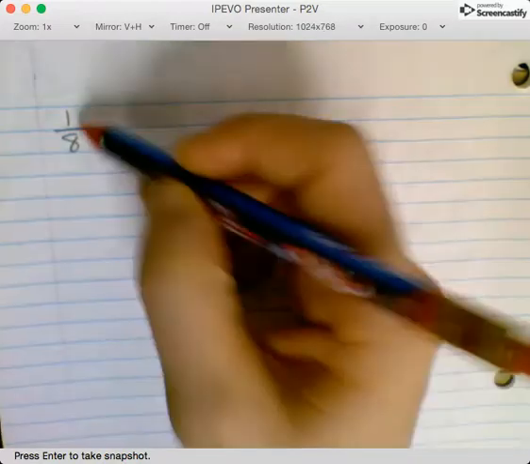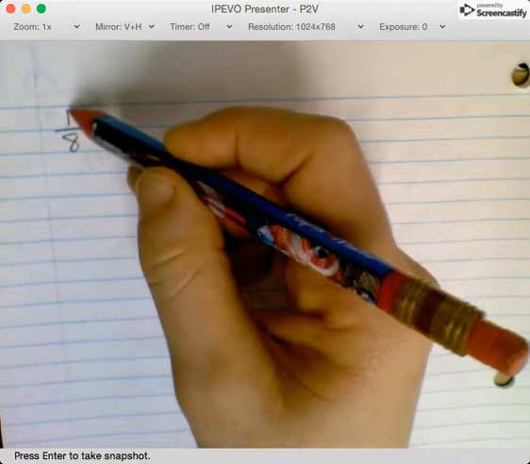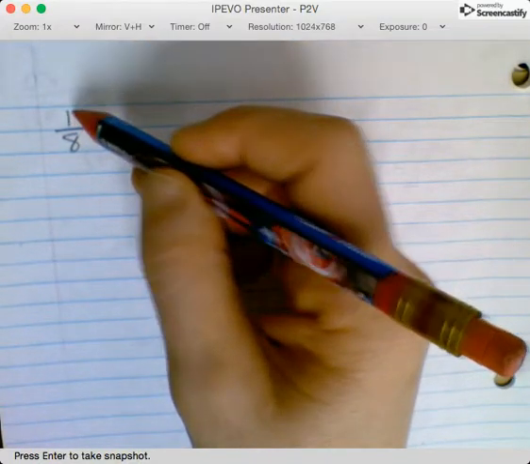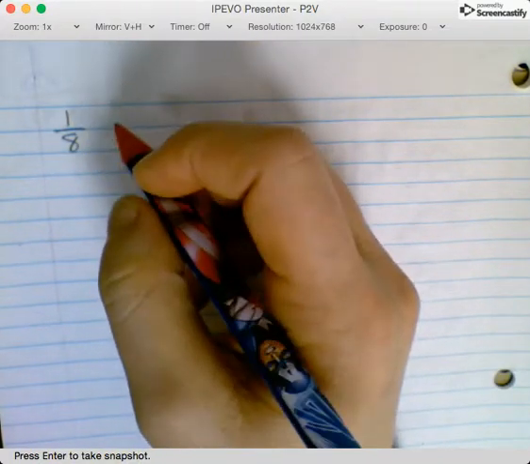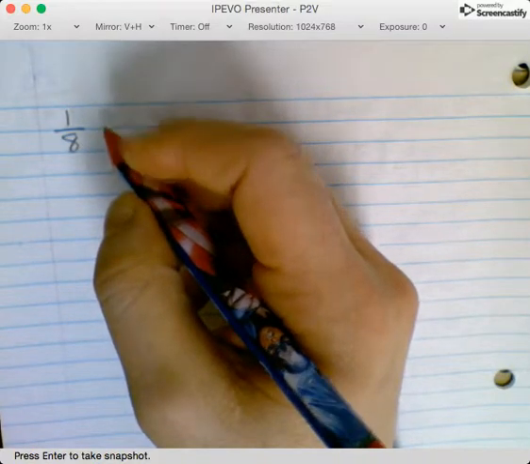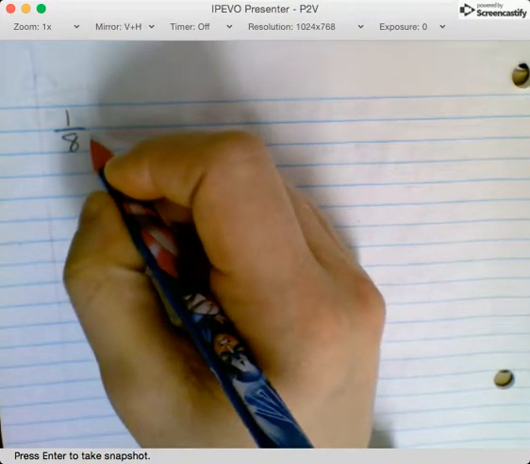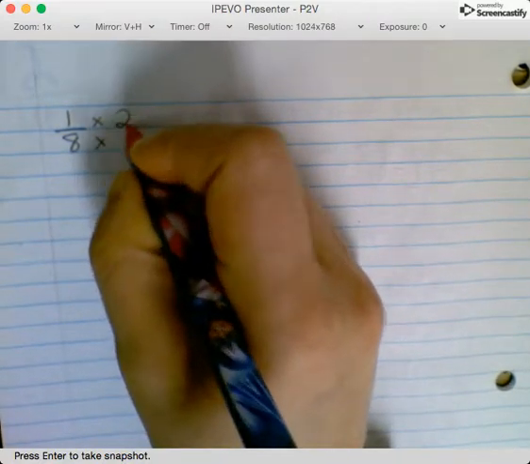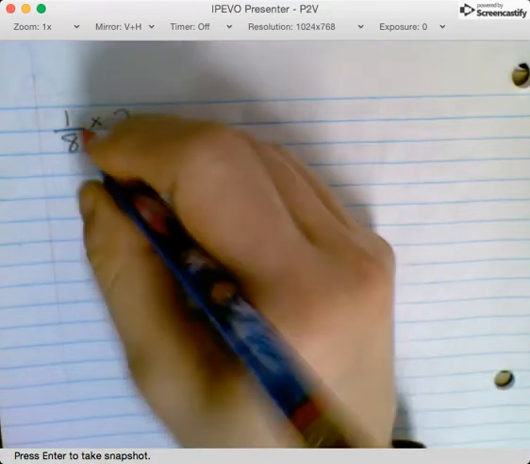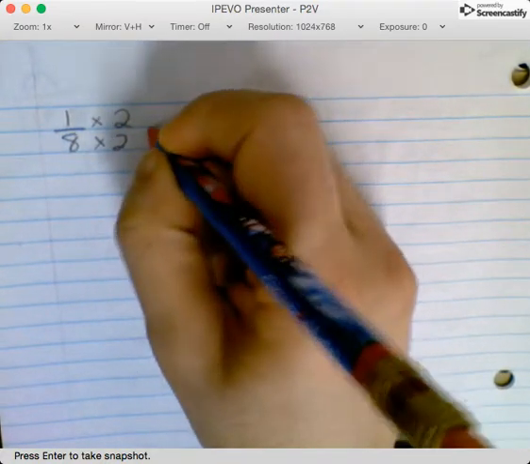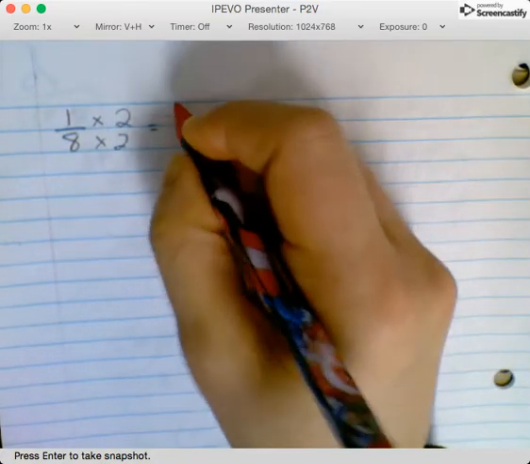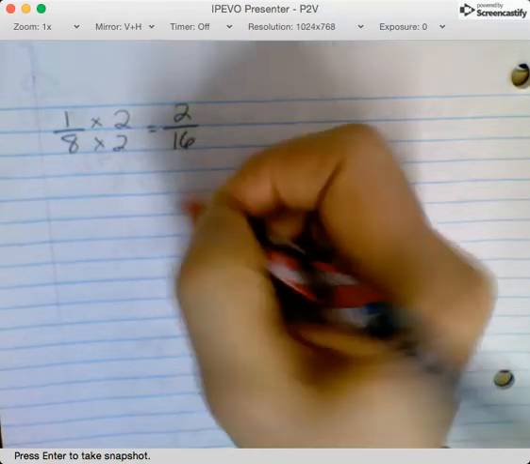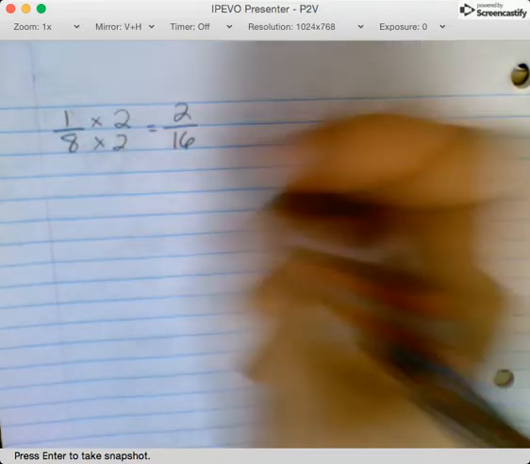So on this one, I can't divide because one is reduced to a prime number. So I'm going to have to multiply times something to get an equivalent fraction. So whatever I decide to multiply, I just multiply the top and the bottom times the same thing. So if I take the top times 2, then I take the bottom times 2, and 1 times 2 is 2, 8 times 2 is 16. And that's the process that you would use.